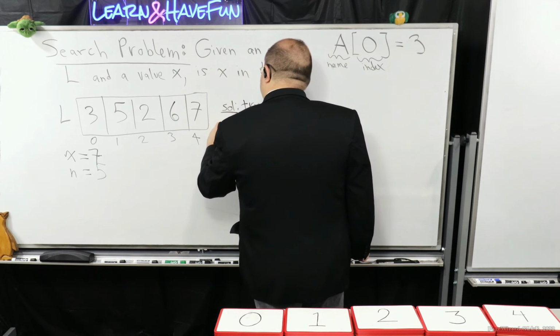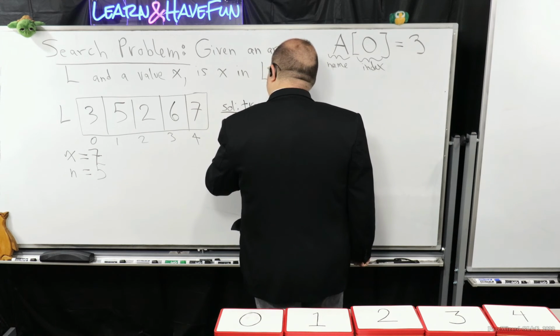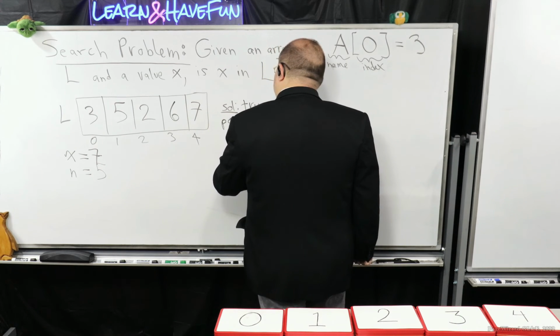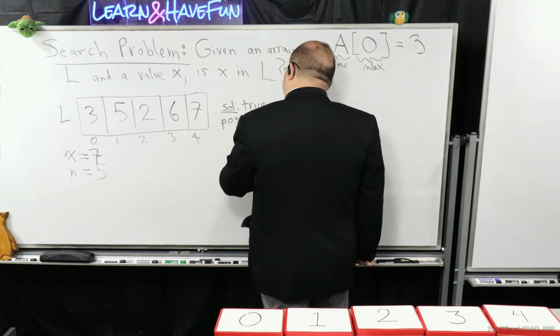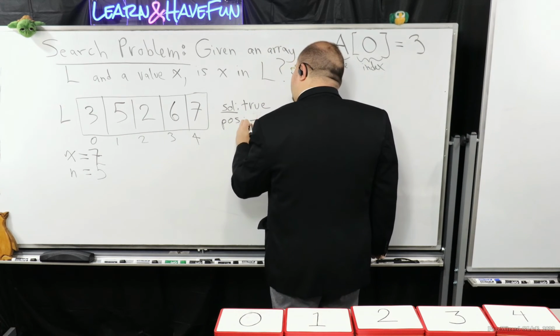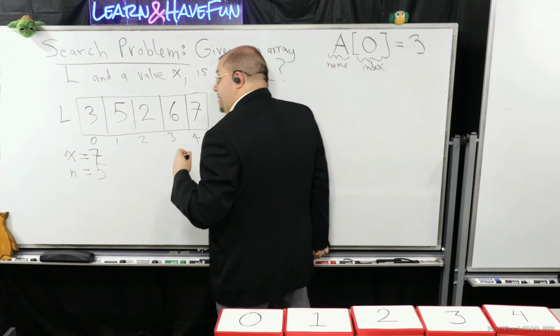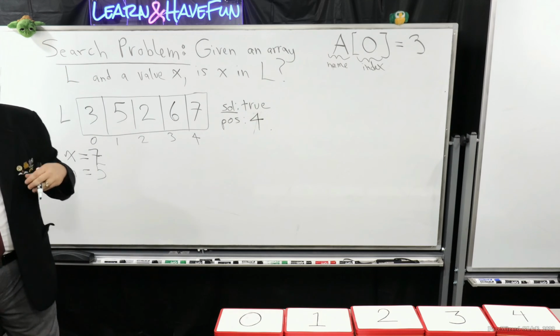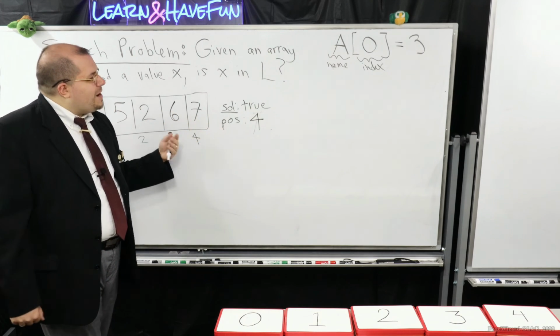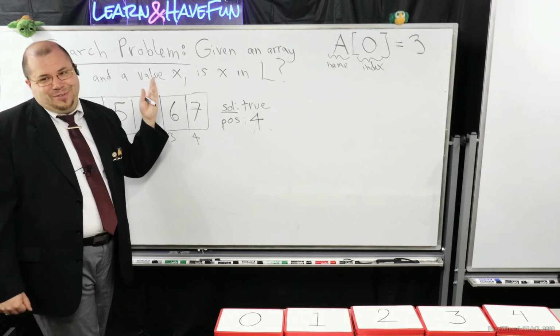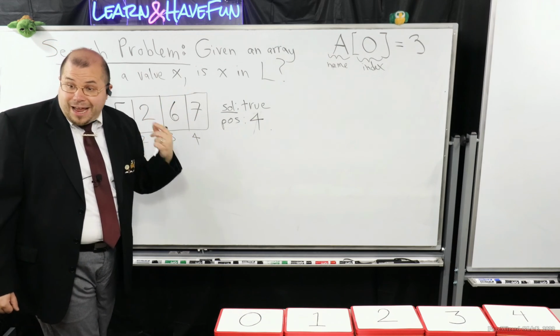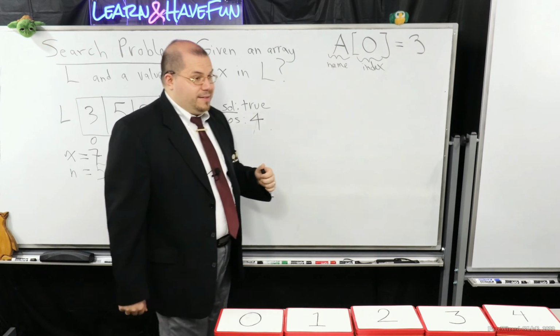And of course, the position it was at was not 7. That's the value that was at that position. It said it's 4. This tells me where it is. So in the event I'm returning back position, I'll tell you 4. If I just want to know if it's there or not, I could just tell you true. Either one of these will tell me the answer to this instance.